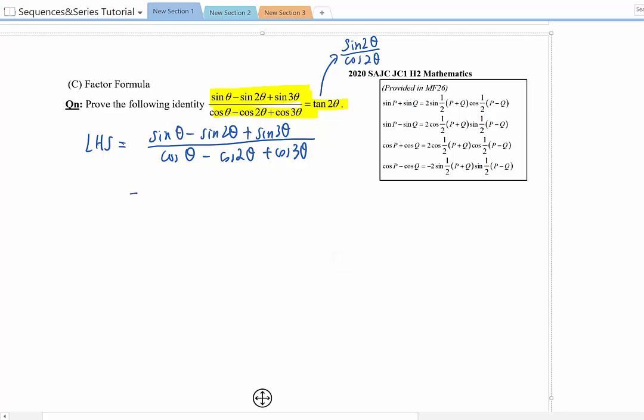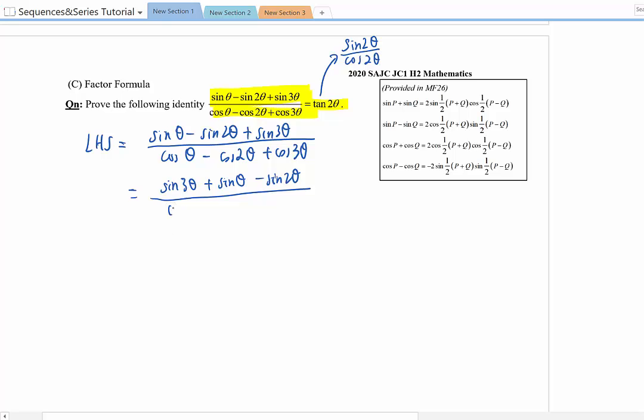Therefore, perhaps we could put all the terms that we want to get rid of on one side. This would mean rewriting our fraction as such. Minus cos 2 theta. The next thing now is how can we get rid of sine 3 theta, cosine 3 theta, sine theta, and cosine theta? Is there something in our formula sheet that we have encountered?